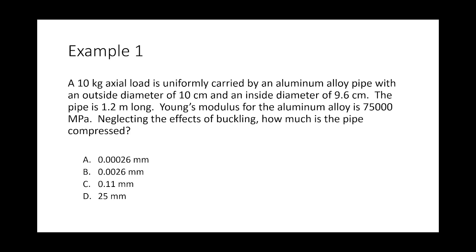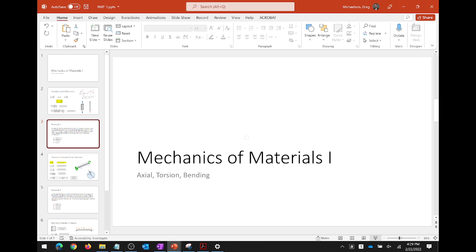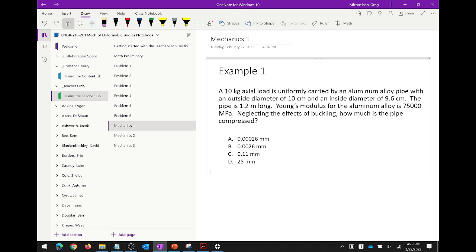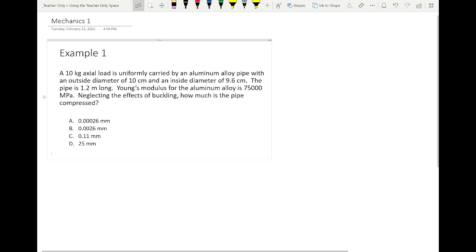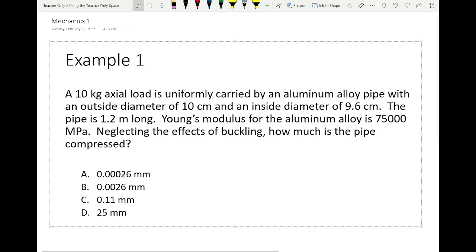Okay, so this is example one. Let's see if we can digest what's going on here. I'm going to go to my notebook. Let me make that bigger, and I'll give you all a sec to write this down. I have a 10 kilogram axial load that is uniformly carried by an aluminum pipe. The aluminum pipe has an outside diameter of 10 centimeters and an inside diameter of 9.6 centimeters. The pipe is 1.2 meters long. Young's modulus for the aluminum alloy is 75,000 megapascals. Neglecting the effects of buckling, and we'll probably talk about buckling a little bit later, how much is the pipe compressed?